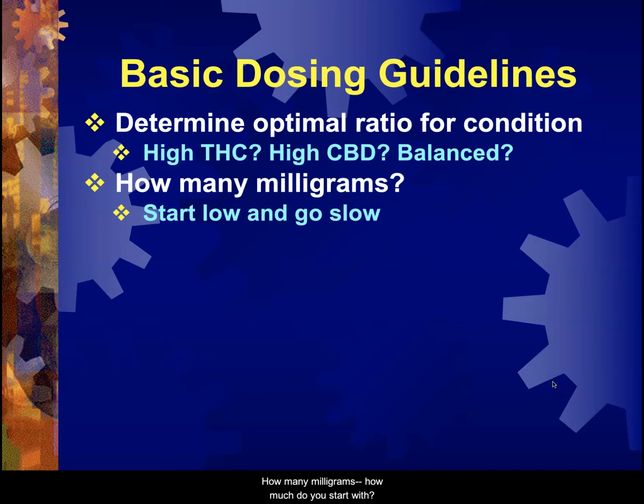How many milligrams? How much do you start with? The saying is start low and go slow. You don't just dive in with 50 milligrams. You start with 2. So THC, if you're a newbie, you might start with 1 to 5 milligrams per dose, maybe even 1 to 2 milligrams per dose, and wait and see.